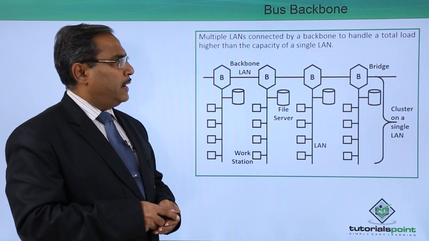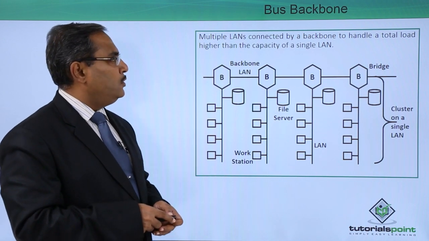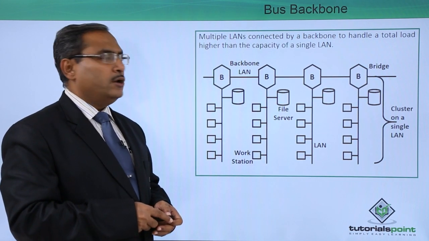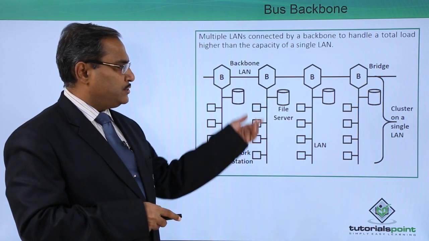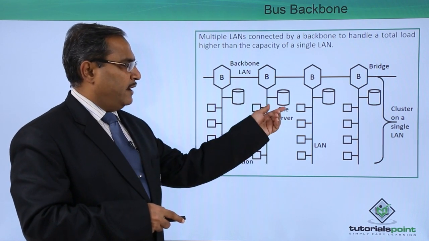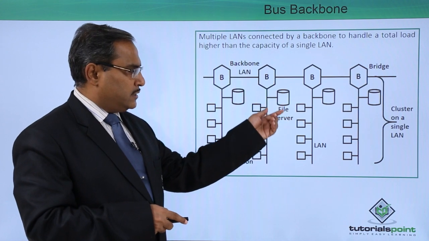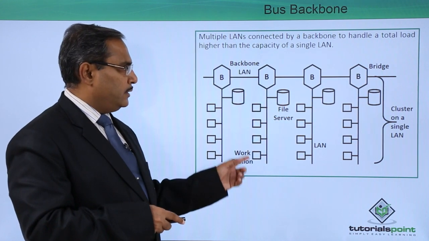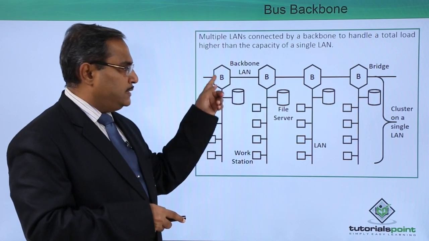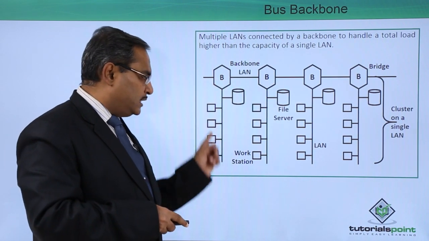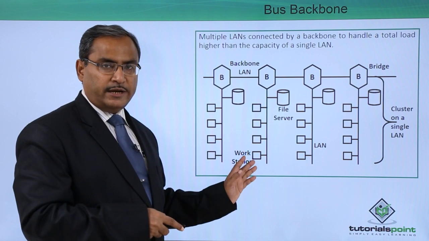Multiple LANs are connected by a backbone to handle a total load higher than the capacity of a single LAN. You can find the workstations and the file server clustered on a single LAN, and there is a backbone LAN where multiple bridges are connected. With these bridges the respective workstations and the file servers are connected.